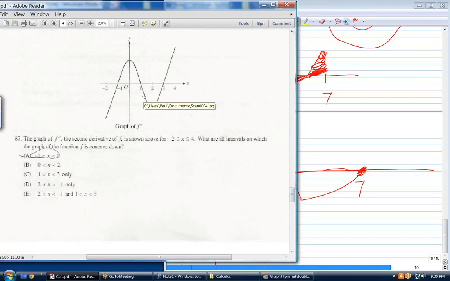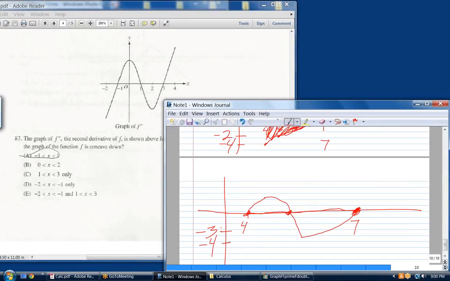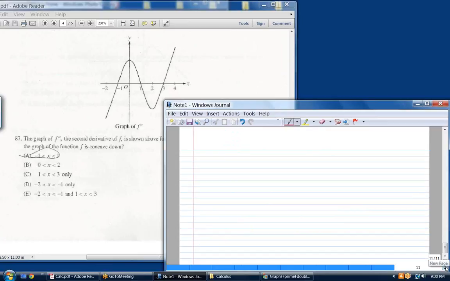Now here we have the second derivative. What are the intervals on which the function is concave down? Well, that's pretty straightforward. Do you remember what the second derivative has to be for it to be? Does it have to be negative, or is it? Yes. Yes. Okay. So we're looking for where on this second derivative graph it's negative.